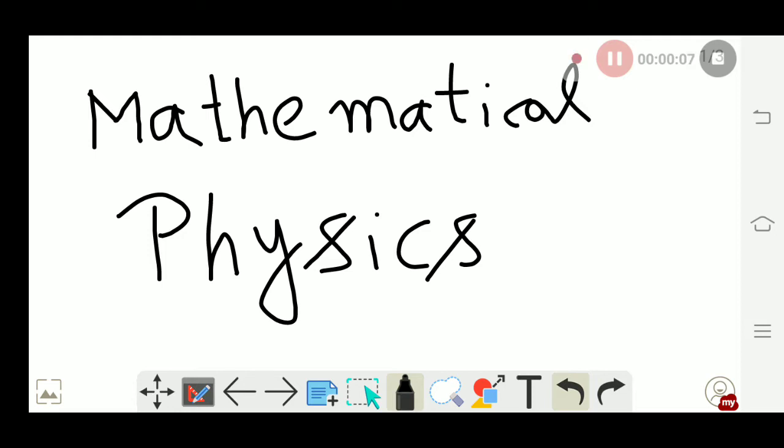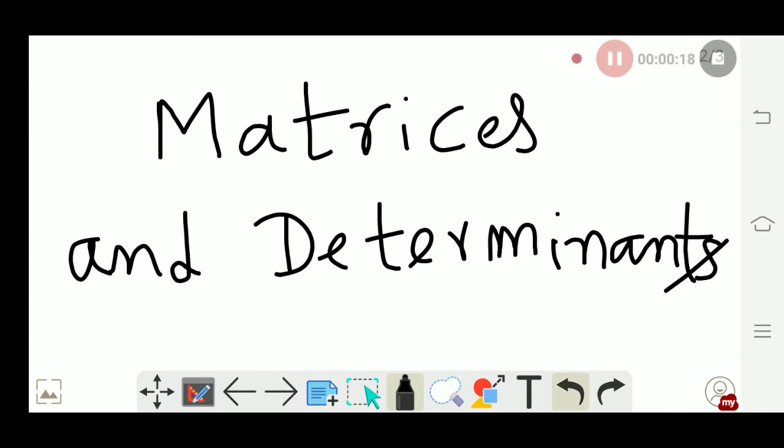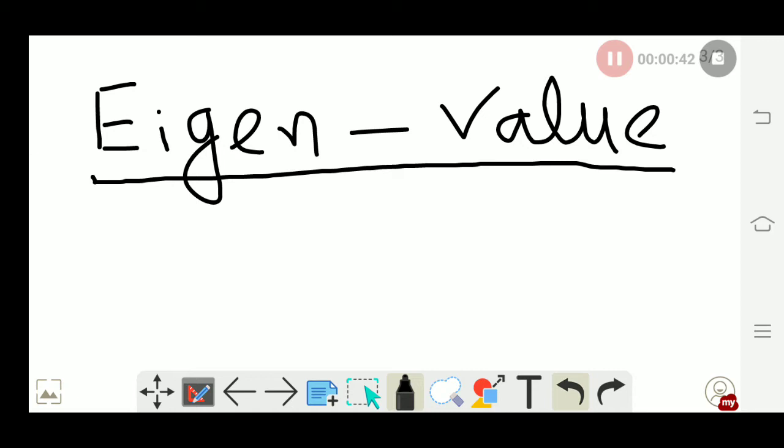Today I'm going to start mathematical physics for IIT JAM Physics. The first chapter I'm going to start today is matrices and determinants. In this portion we are going to study some basic properties of matrices and determinants and solve some problems. There are various types of matrices. We are going to learn their properties and also some standard matrix examples. The main important thing here is eigenvalue and eigenvector. So let's start with eigenvalue.